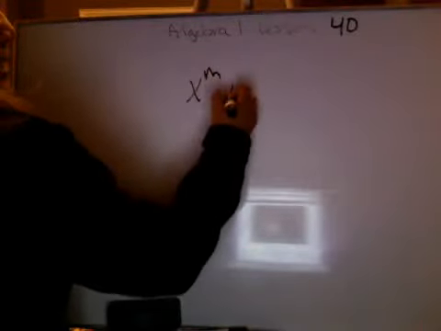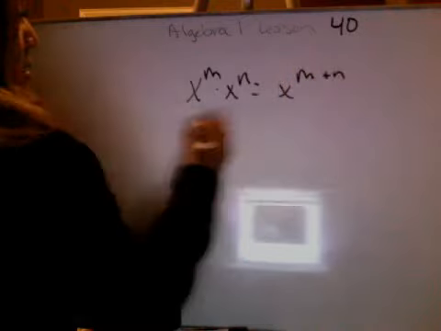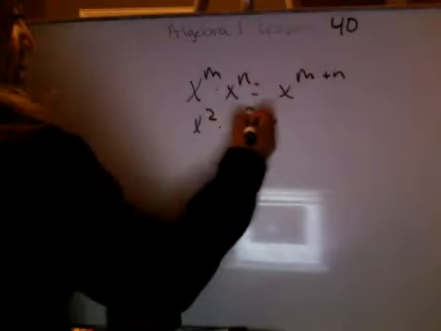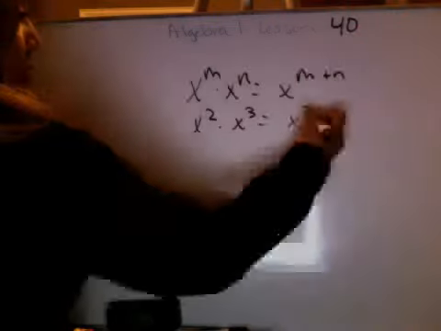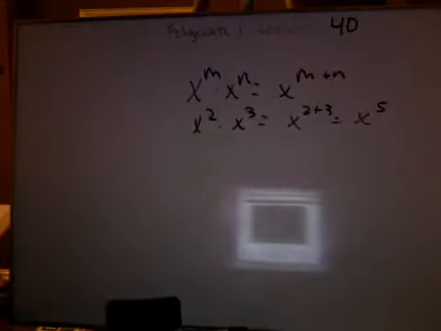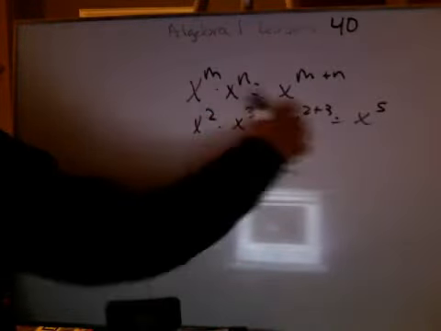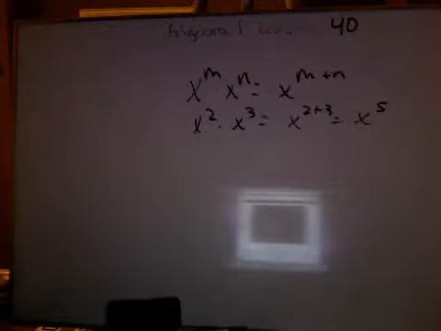The product rule said we have x to the m times x to the n. It's simply x to the m plus n. So x squared times x to the third is equal to 2 plus 3, or x to the fifth. Remember, again, we have to have the same base. X is called the base, and these little numbers are called the powers or the exponents.